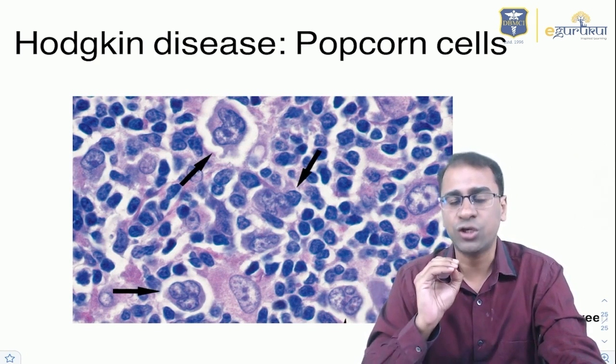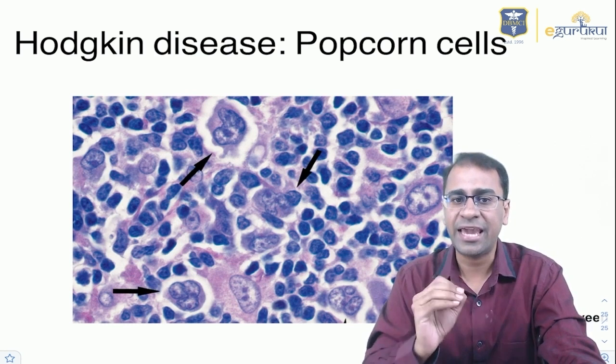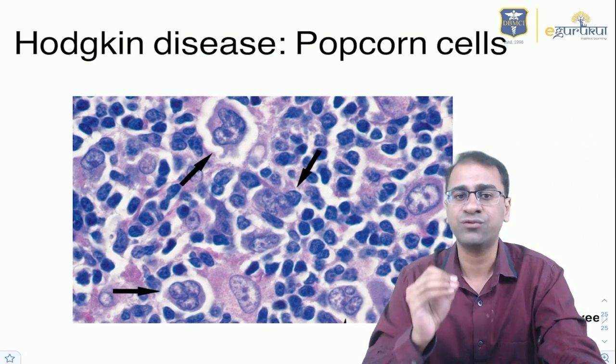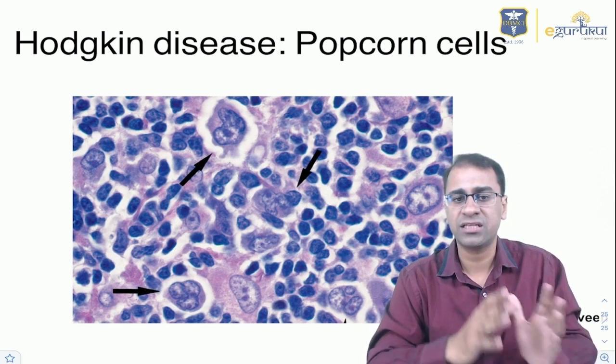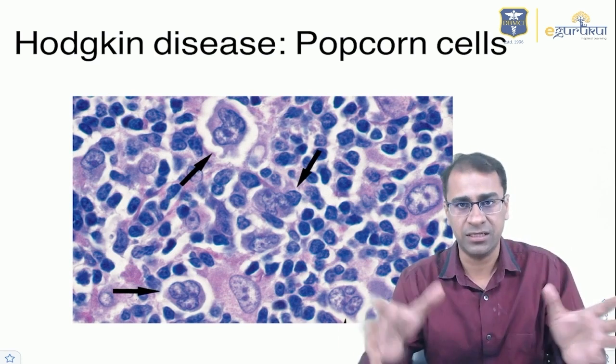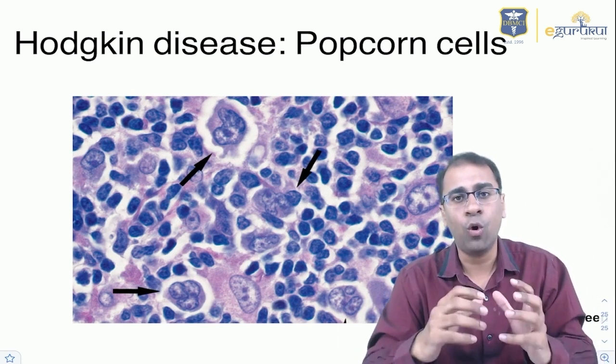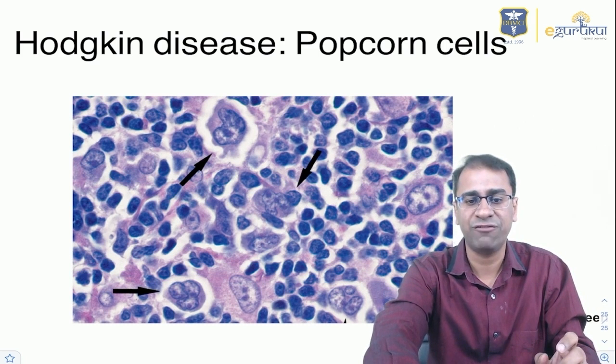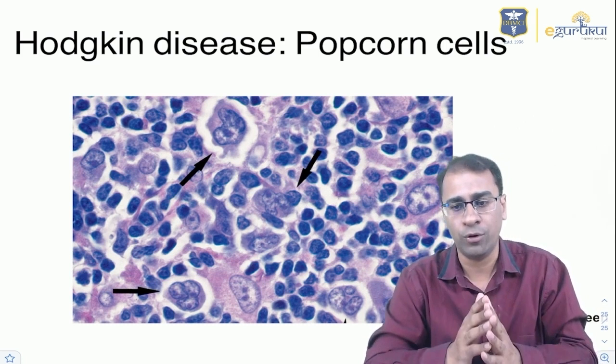Treatment for this, you all know, is the ABVD regimen, which stands for adriamycin, bleomycin, vinblastine, and dacarbazine. These are all the varieties of Hodgkin's lymphoma you must know about.